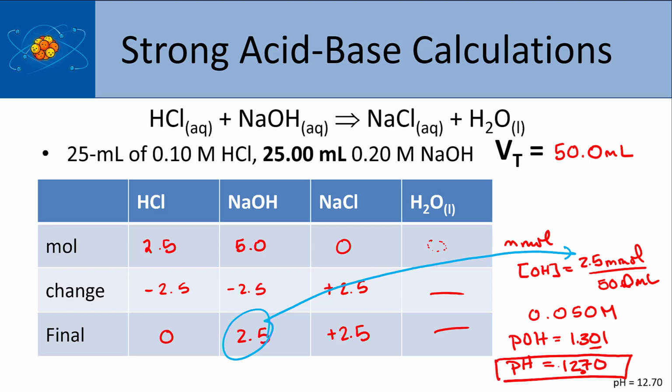Okay. Again, not too bad. You just have to keep track of limiting reactants and sort of stay organized when you do your calculations.